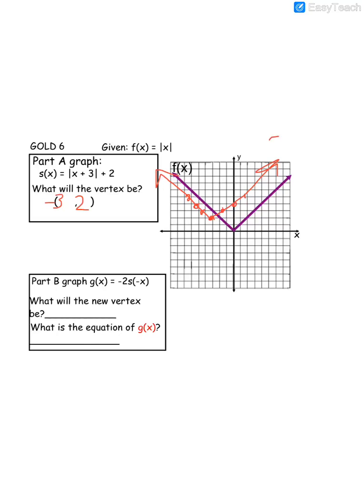And that is my s of x. I think that's the same as silver, as a matter of fact. I just want to double check. It is. Same exact thing as silver. Okay, it's the part B that's a little different.